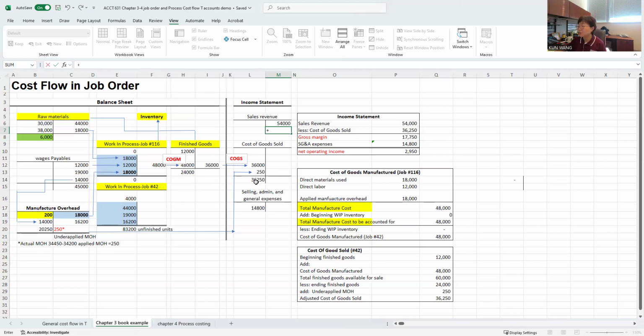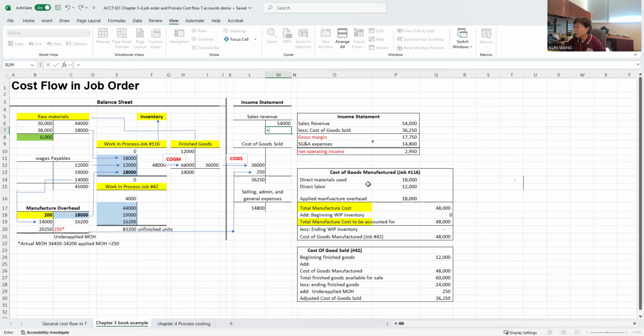So after this under applied overhead, the adjusted cost of goods sold is a little bit higher than the original cost of goods sold. Then finally, collectively, I put the sales, general, and admin expense together on the income statement, only with 14,800, on a combo account. So after we make sure all of the numbers flow in the correct place, now you can compile the different statements or cost reports.